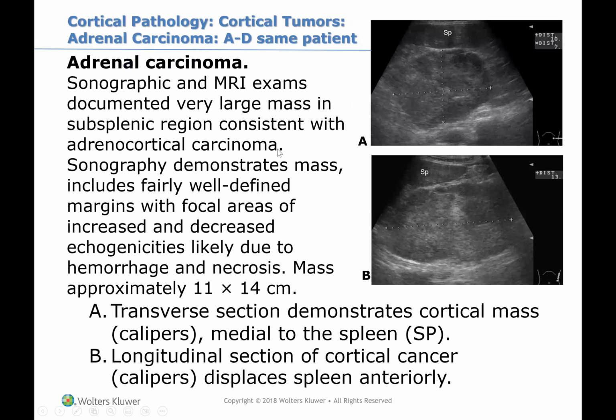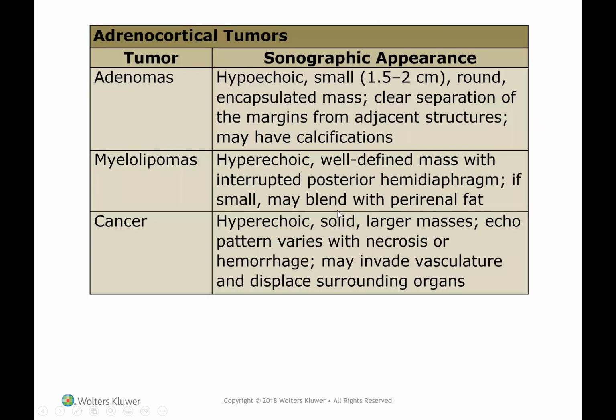This is a large adrenal carcinoma in an image. So I think if you just go over this, you'll be good. Adrenal cortical tumors, adenomas, what they are, and sonographic appearance: myelolipomas are going to be more hypoechoic. You remember anything with fatty tissue is going to be more echogenic, right? Cancer can be hyperechoic or larger masses. Echo pattern varies with necrosis or hemorrhage.